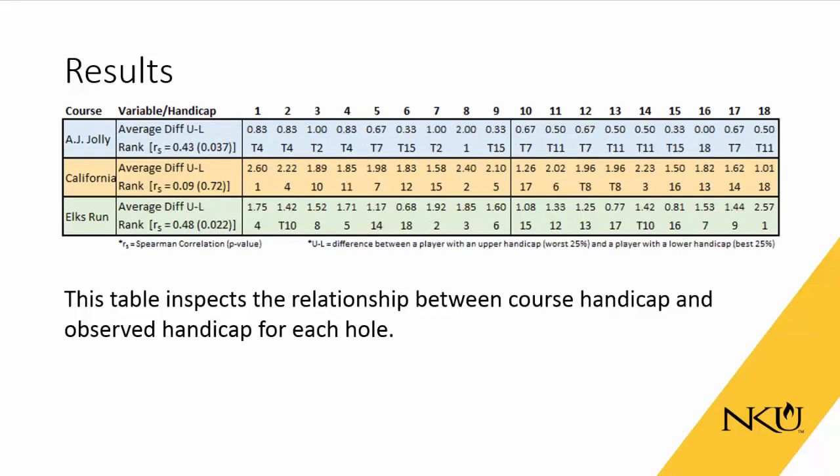Moderate correlations were found between observed handicap and assigned handicap for 2 of the 3 golf courses studied. Mimicking USGA methodology, hole-by-hole differences in average strokes for the best 25% and worst 25% of golfers were calculated and then ranked to determine observed handicap. We again see the rankings correlating well at the extremes while seeming random in the middle.